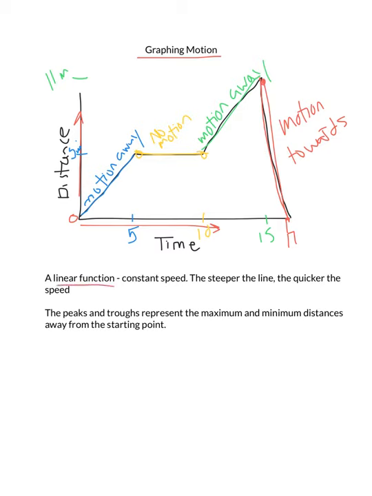So if we see a linear function, this means that we have constant speed. The steeper the line, the quicker the speed. And that should make sense because we know that slope is rise over run. So we're going to be talking about a distance or meters per time, so per second. And the peaks and troughs represent the maximum and minimum distances away from the starting point. So we have our peak here. So this point represents the furthest away we ever got. And a trough, I guess, would be here, which is at 0, which is the closest that we ever got.